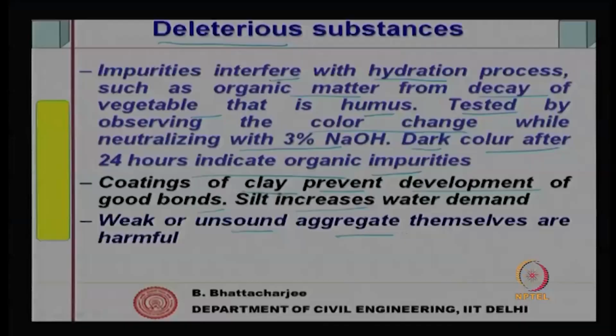Weak and unsound aggregates themselves are harmful. Weak aggregate means aggregate crushing value is very high, and you would not like them. Unsound aggregate means aggregate which itself will expand in volume and will cause cracking of the concrete.